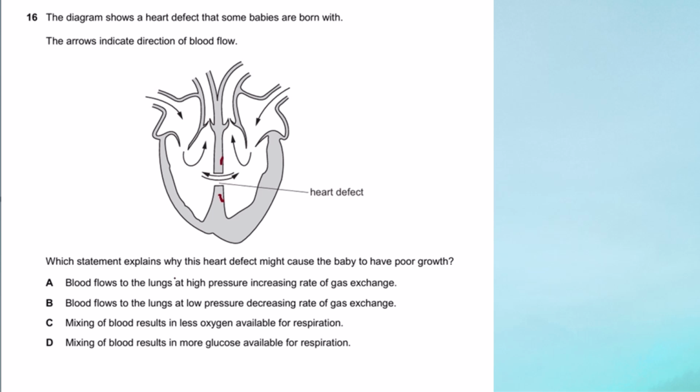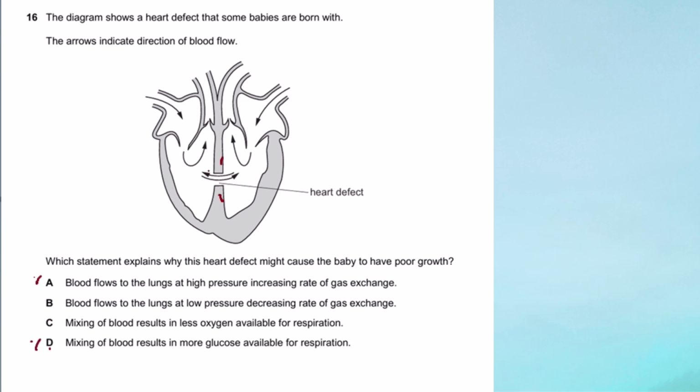So we ask why the heart defect might cause the baby to have poor growth. Well, A says blood flows to the lungs at high pressure. That's not a bad thing, so it can't be A. B, blood flows to the lung at low pressure, decreasing the rate of gastric change. That's a possible one. C, mixing of the blood results in less oxygen. That's a possible one. And D, mixing of blood results in more glucose. That's not possible. So already we can see A and D are not our answers, which leaves us with B and C.